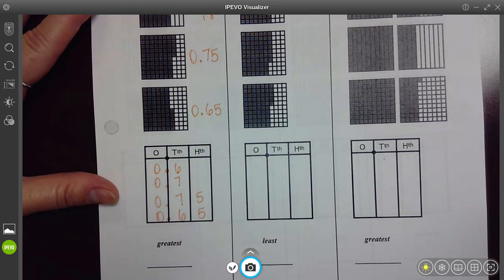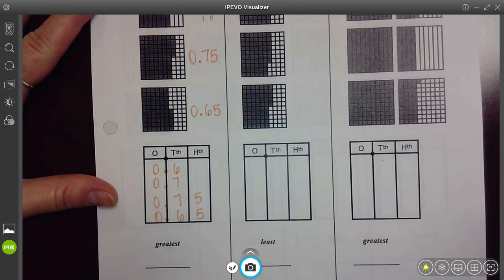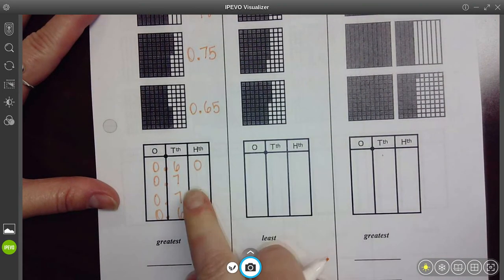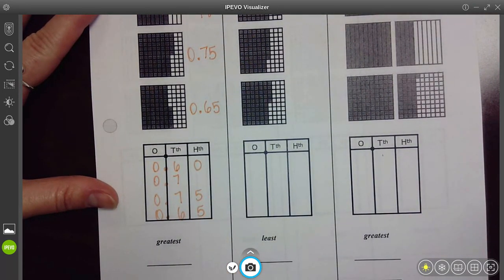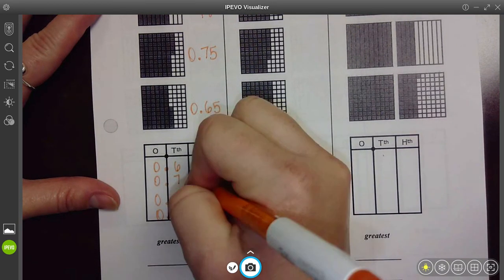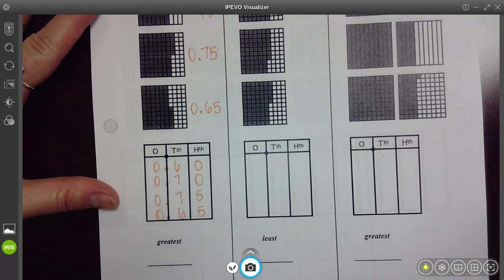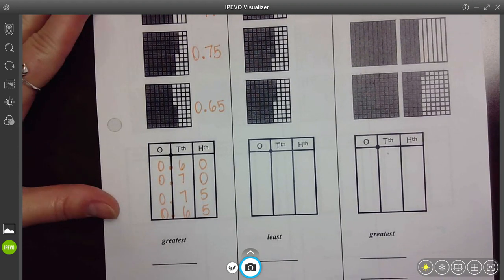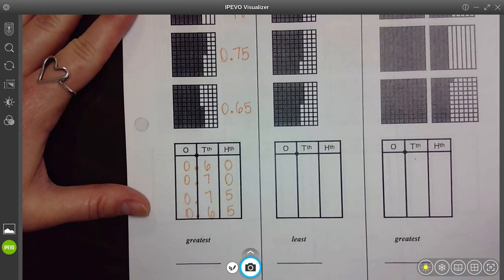Now, I'm going to introduce you to what I call the phantom zero. Okay. And this 6 tenths is equivalent to 60 hundredths. So I use that phantom zero there just to keep that place value. I'm going to also use a phantom zero here just to keep the place value, because guess what 7 tenths is equal to? 70 hundredths. Kind of cool, right?